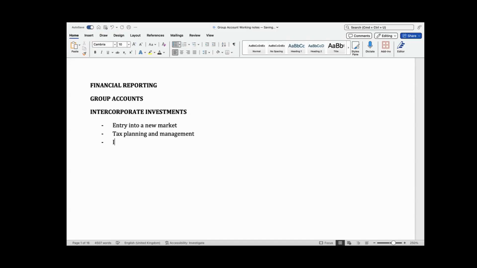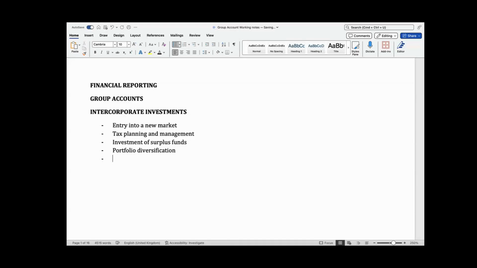Another one is investment of surplus funds. Some people have a lot of money and they are looking for where to invest it. They just invest. Some do it for portfolio diversification. They just want to have a balanced investment portfolio. Let me invest in another company, in another industry, just so that their eggs are not in one basket. That's why some people do intercorporate investment.